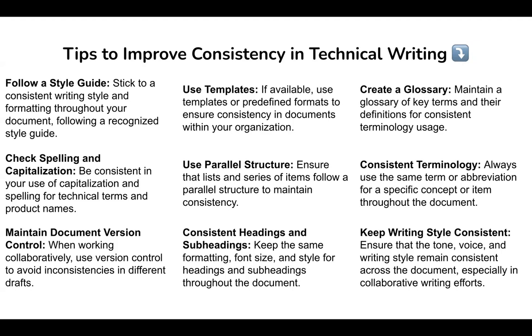Like, who is we? If they keep saying we and our, they know that you are talking about you and them. But when they see we and our here, and I and your there, they think, okay, who is this person referring to here? Are they still talking about me and them, or something else entirely? So just keep that in mind. Ensure that the tone, voice, and writing style remain consistent across the document, especially in collaborative writing efforts.